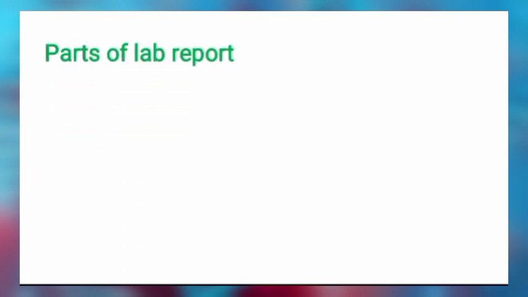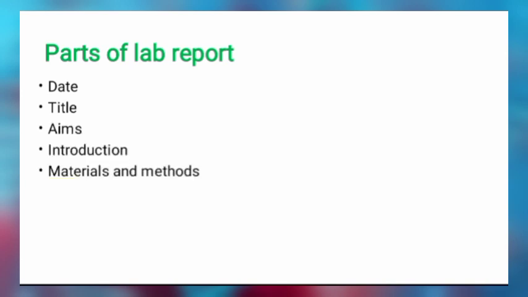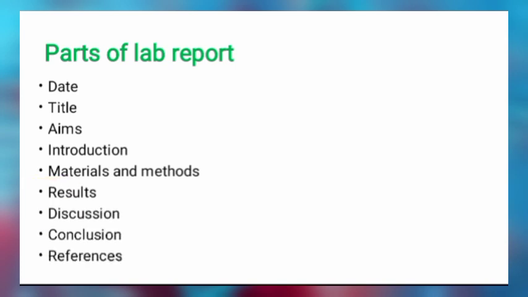Now let's continue with the parts of a lab report. For lab report writing, there is a specific chronological order, or structure, that we follow, and this is similar for every lab report. The first thing to consider is the date, followed by the title, the aims, the introduction, the materials and methods, the results, discussion, conclusion, and your references. These form the parts of the lab report.